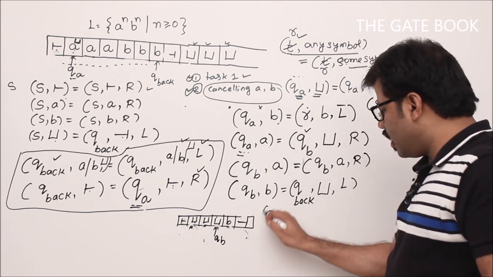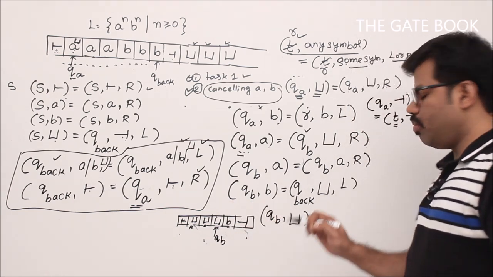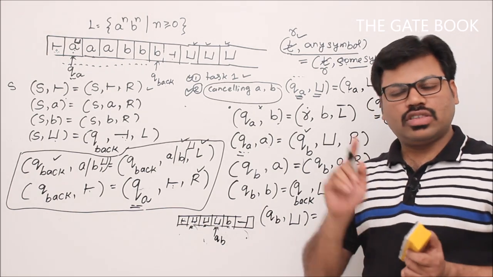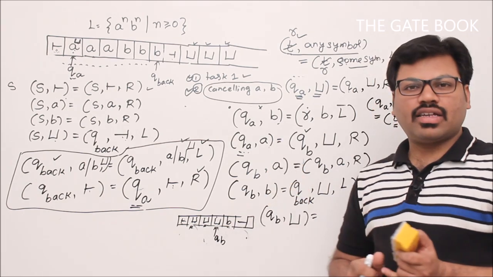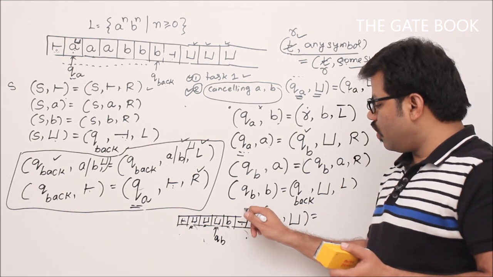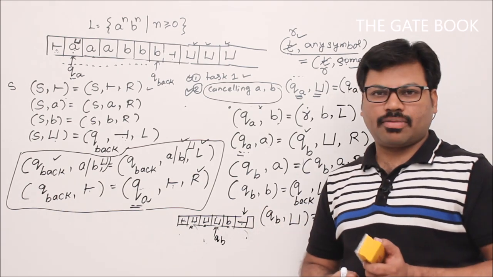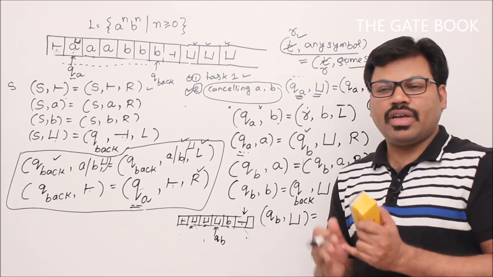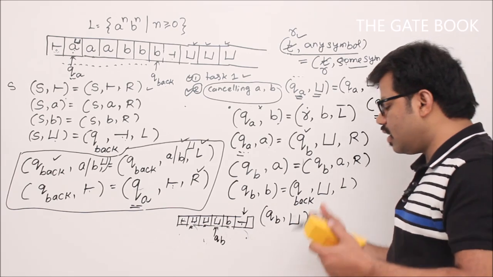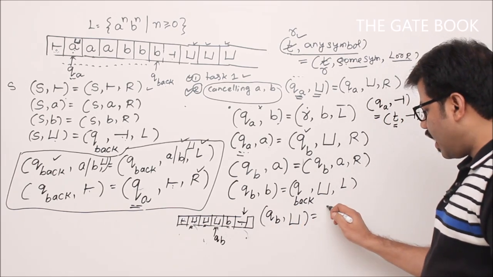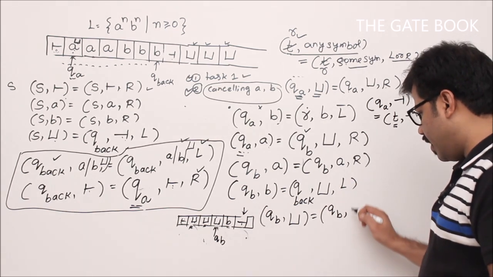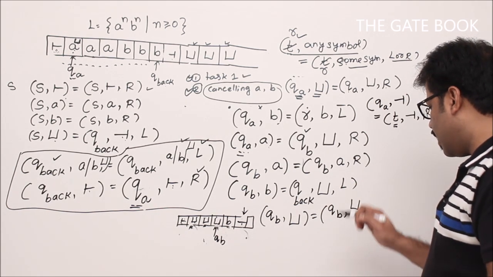When you are in QB state and you see a blank symbol, tell me what is your opinion. Simple. You are searching for B, but you have seen one blank symbol. That doesn't mean that it is the end, because the end is the right hand marker. We know that the end is the right hand marker. So simply go right. Maybe in the right side there might be some B's to cancel. That's why don't decide that there is no B. Whenever QB and blank symbol, keep patience and go right side. QB, keep that blank as it is, go right side.